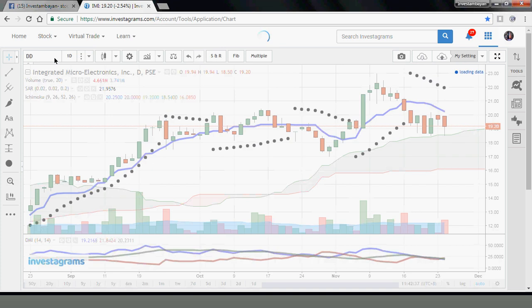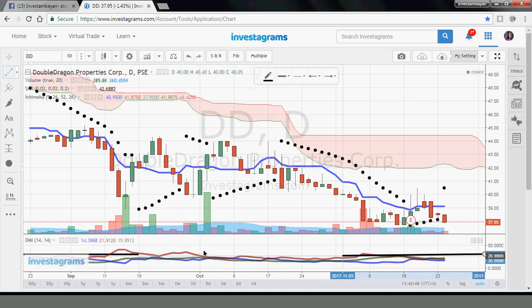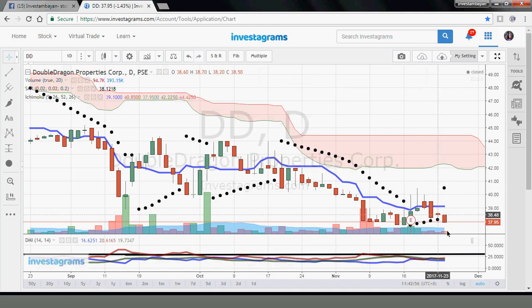Double Dragon, check natin, ranging pa to, ranging pa to. So walang direction masyado yung stock niya. Ganda din yung earning support nito. Selling signal siya dito, pero ranging siya, so possible na mag-range to. Bearish pa rin siya, no? Sabi dito cloud, tingnan nyo yung Senkou Span B. So downward siya.